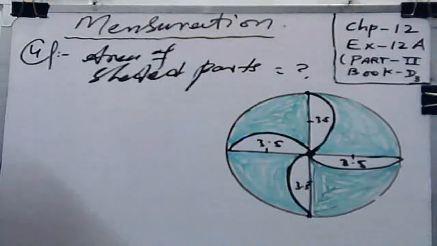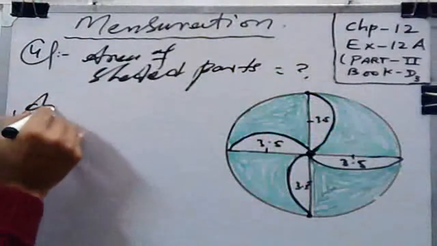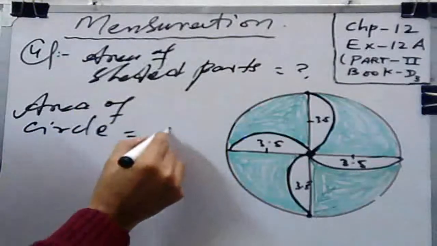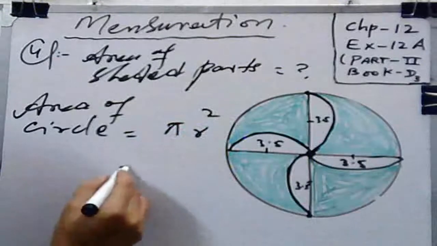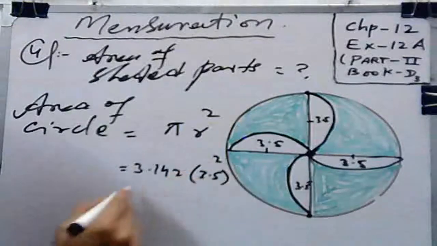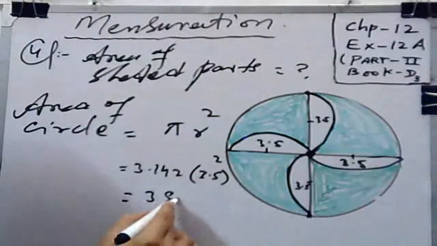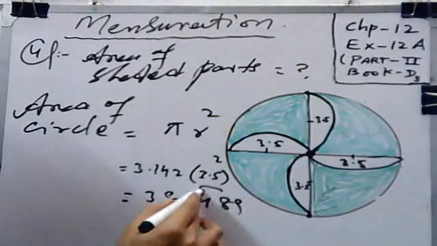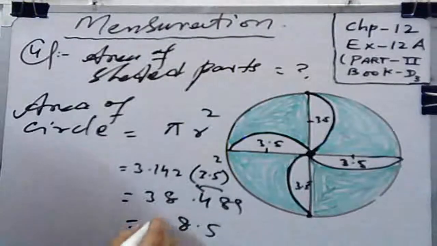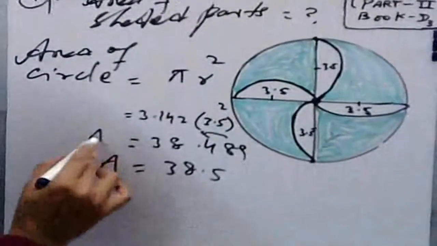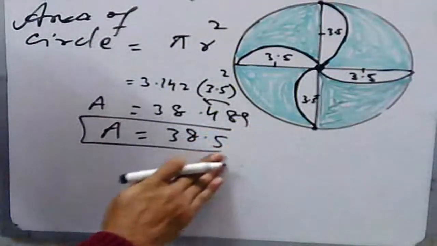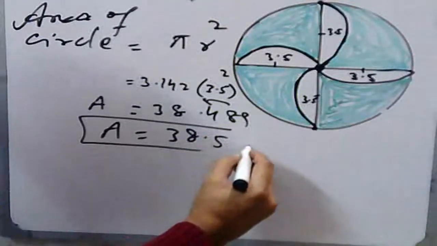So area of circle, first of all we have to find the area of circle, that is equal to pi r square. So what is the value of pi? That is 3.142, and the value of r is 3.1. It is given to us, you can see here. So the result is 38.489, and after rounding you will get 38.5. So that is your area of circle, that is in centimeter square. So unit is very much necessary, that is centimeter square.